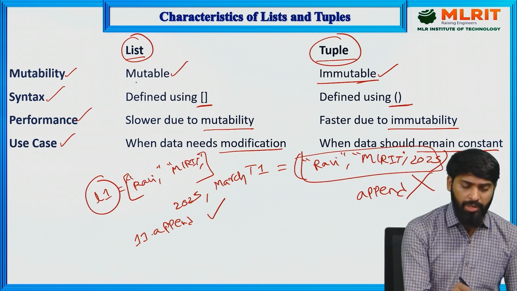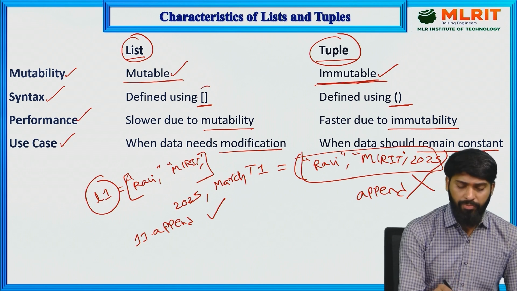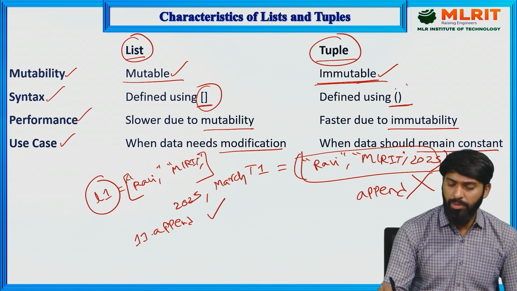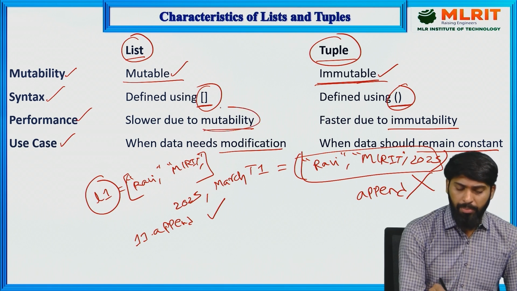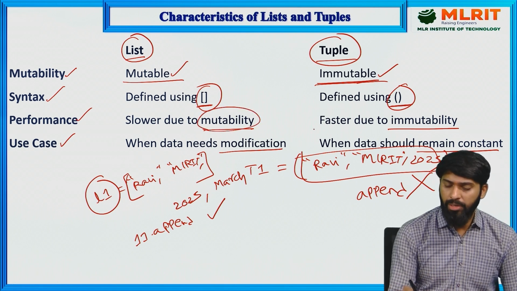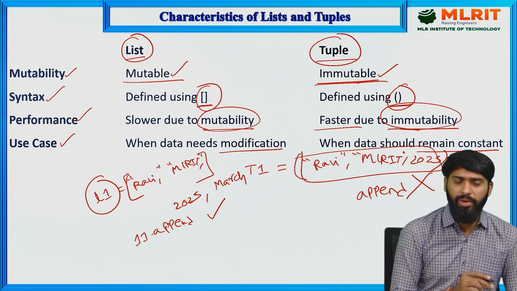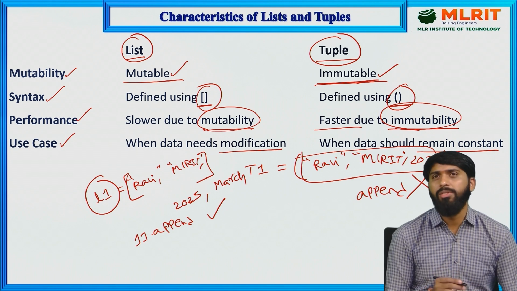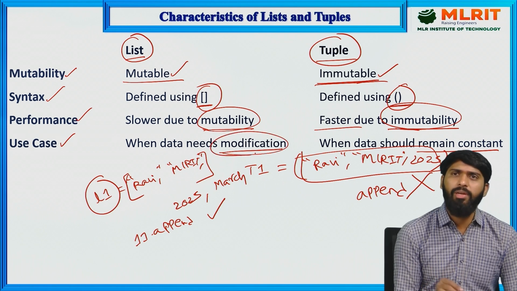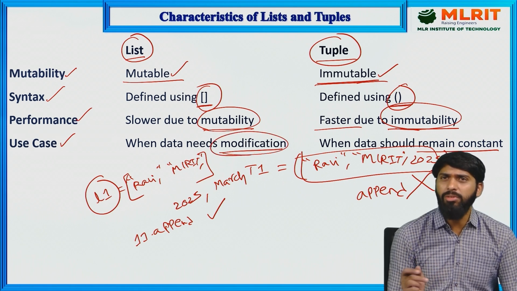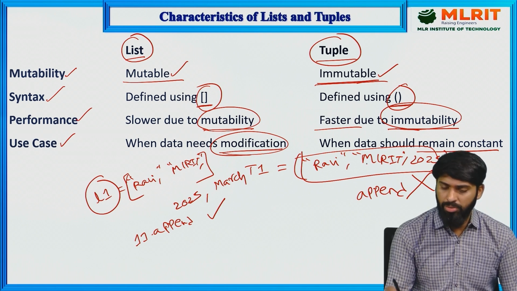Mutability: the list is mutable, the tuple is immutable. For syntax, use square brackets for a list and normal brackets for a tuple. Coming to performance, a list is slow because it is mutable, and a tuple is faster because it is immutable. Once we assign the data, we cannot modify it further. For use case, if you want to store data that you modify frequently, then you define the data items as a list. If the items are constant, then you consider those data items as a tuple.